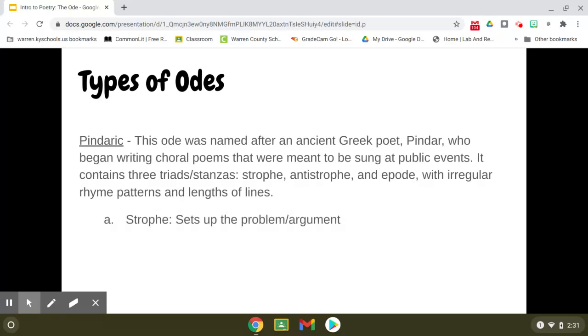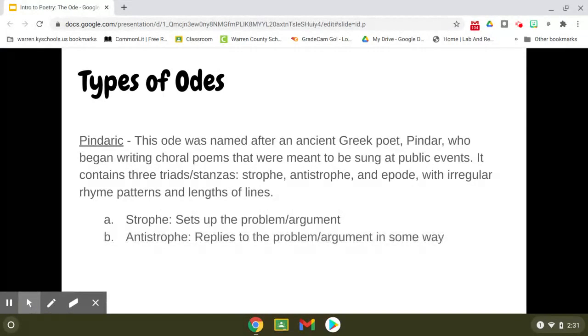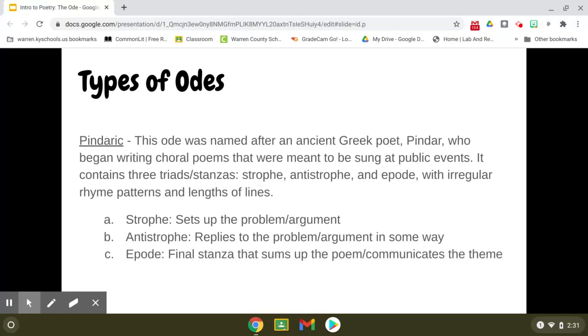So the strophe sets up the problem or argument. The antistrophe replies to the problem or argument in some way. And the epode is the final stanza that sums up the poem and communicates its theme. So let's look at a sample Pindaric poem.